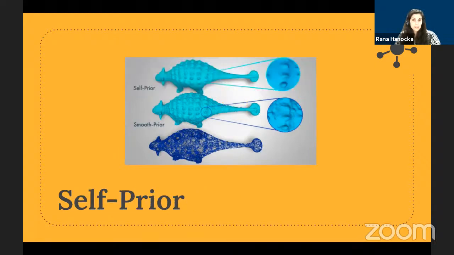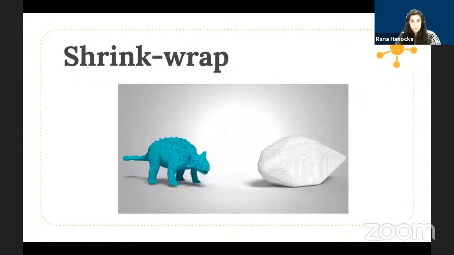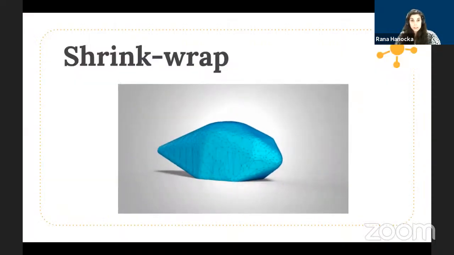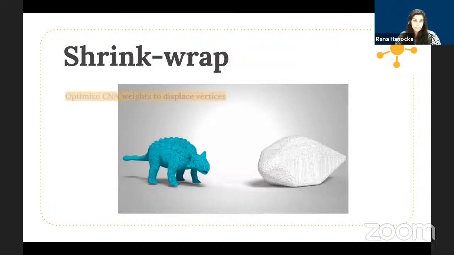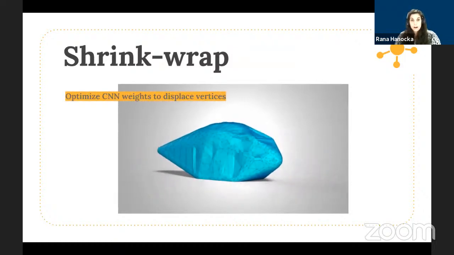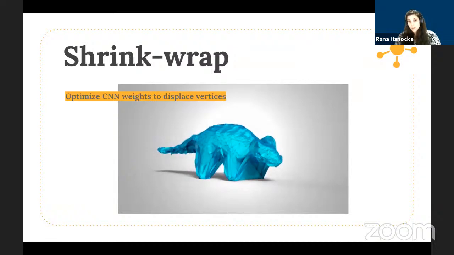In Point2Mesh, we introduced the idea of a self-prior, where the prior is learned on the fly from the input point cloud itself. And you can already see that the ridges on the dinosaur back are faithfully reconstructed while still removing noise and outliers. So from a high level, we start with an input point cloud and an initial deformable mesh, and then a CNN iteratively deforms the mesh to shrink wrap the input point cloud. Specifically, the CNN weights are optimized to displace the vertices of the initial mesh such that it best fits the input point cloud.